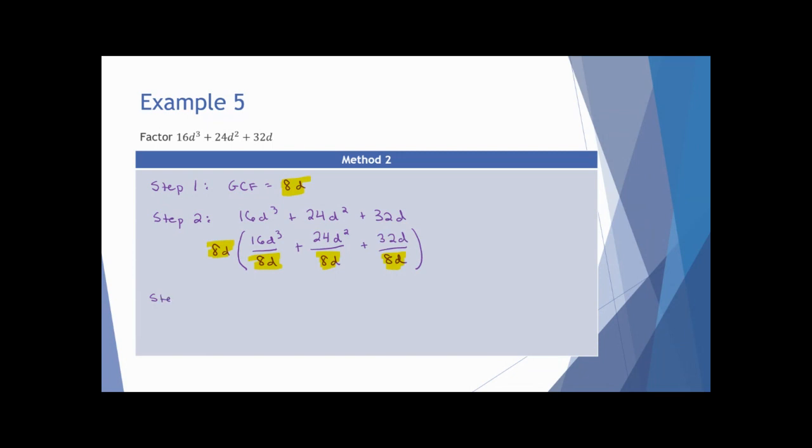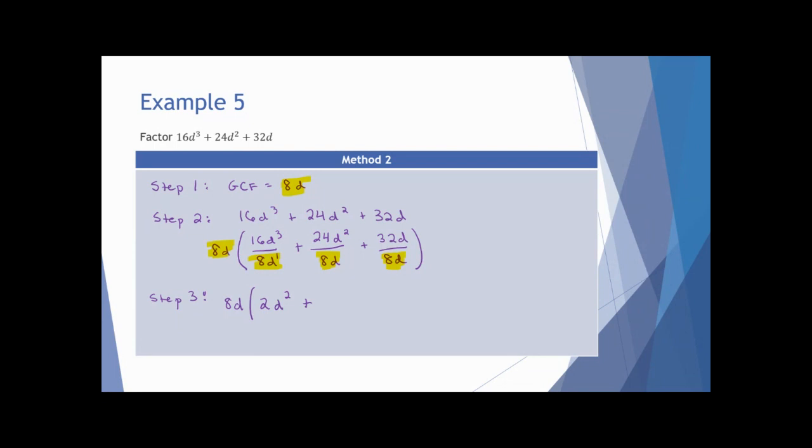Then step 3 is to simplify. So I have my 8d, and then you start doing division. So I have 16 divided by 8, which is 2. And then this is where the rules of exponents come in, because if you have a d cubed over a d, that d has an exponent of 1, and you subtract the exponents. It's top minus bottom. So you would have 3 minus 1, so that would be squared, because that's a 2.